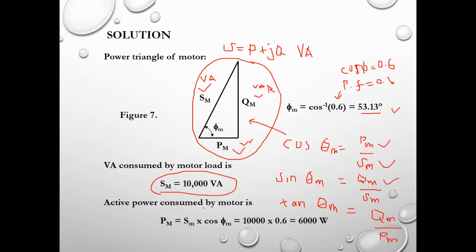So in this particular example, we know the value of SM, and we know the value of theta M, and from there we can calculate the value of PM by using the first equation. Rearrange: PM equal to SM cos theta M. So 10,000 VA multiplied by 0.6 is equal to 6,000 watt.